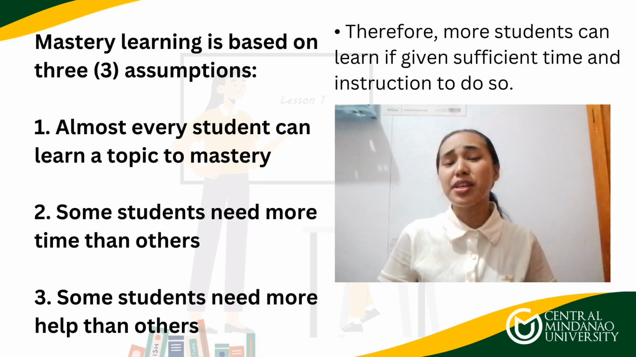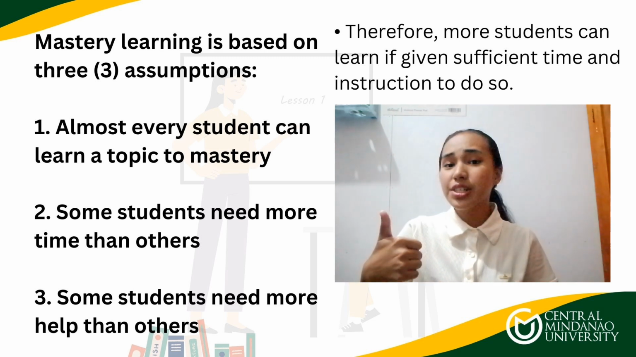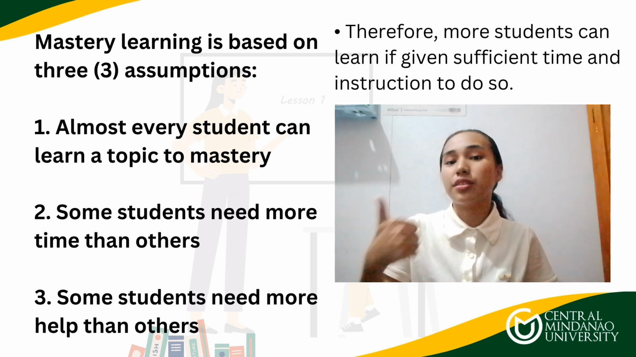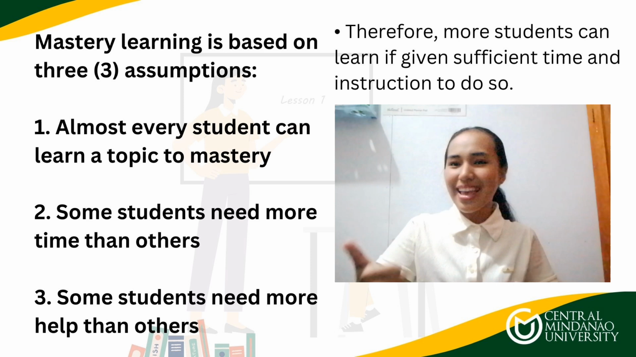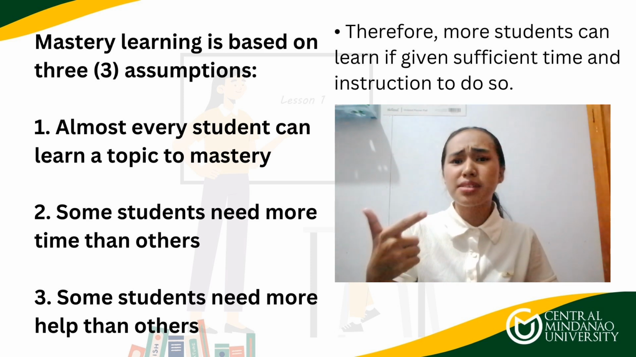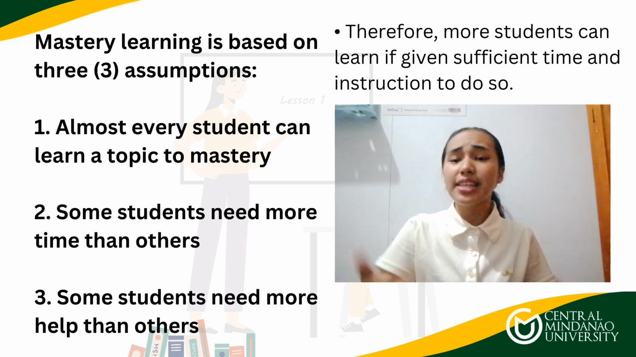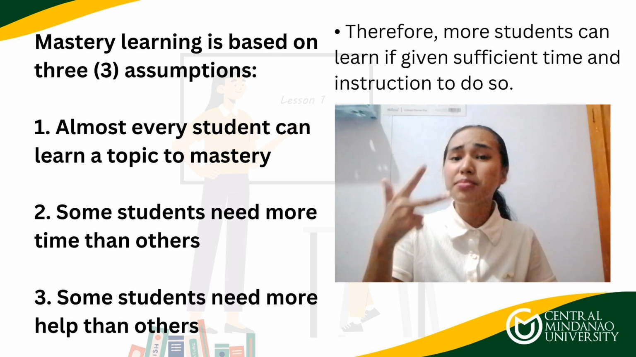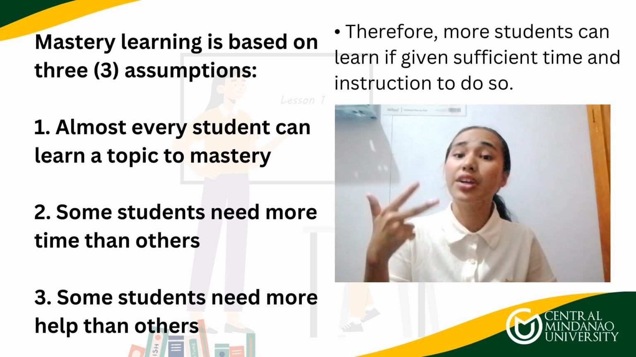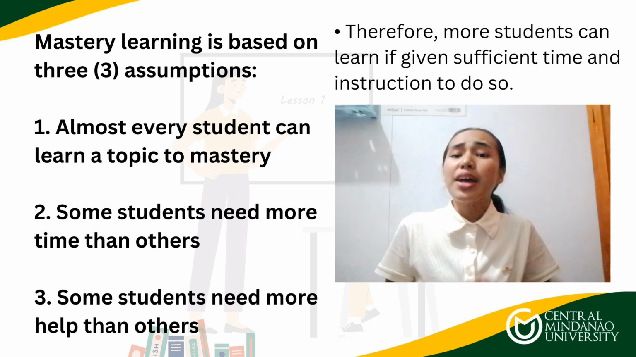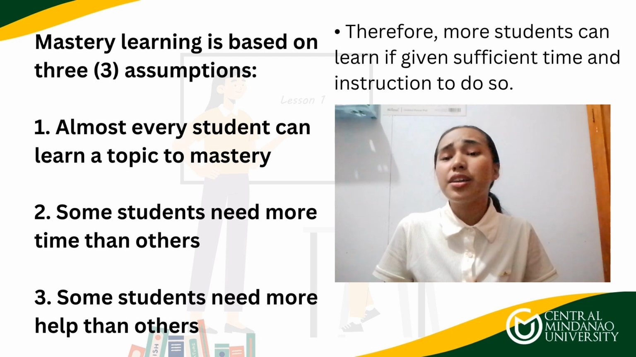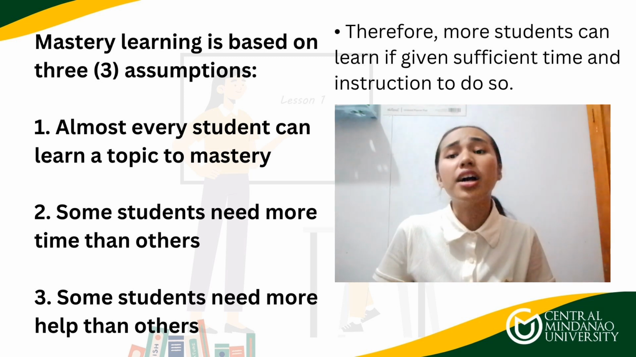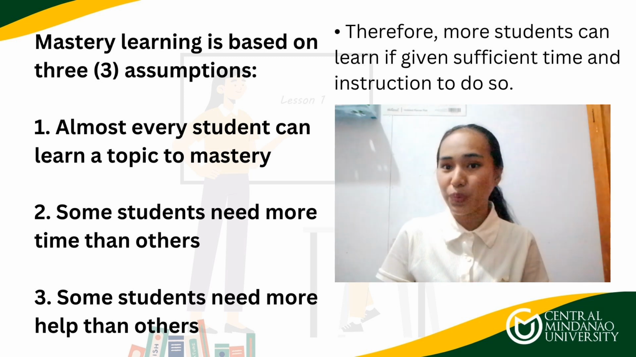Mastery learning is based on three assumptions. First, almost every student can learn a topic to mastery. Second, some students might need more time than others. And third, some students might need more help than others. Therefore, more students can learn if given the sufficient time and instruction to do so.